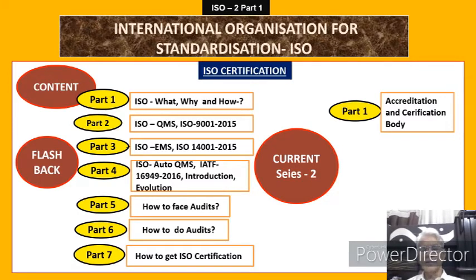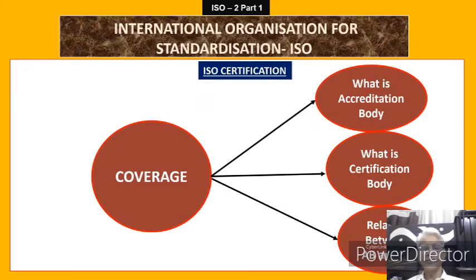What it covers. The coverage is basically 3 things. What is accreditation body? What is certification body? And the relation between AB and CB. Accreditation body I am calling in short AB, certification body as CB, and then the relation between AB and CB. Hope this must be clear to you now. Now I'll move to the next slide.